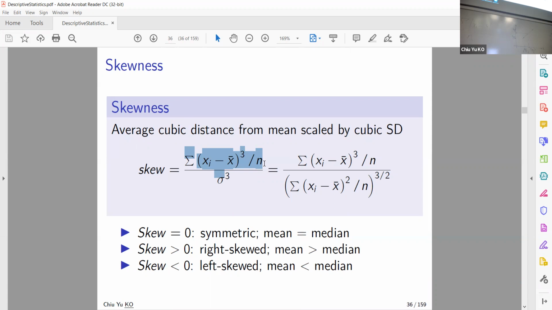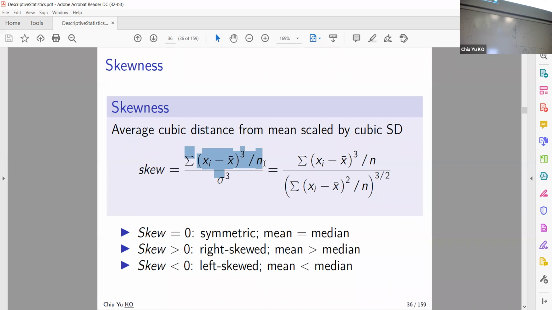Okay, so that's why you raise the power 3. And why is this the numerator? Just as variance, but not raised to the power 2, but raised to the power 3. So that's why left and right will make a lot of sense. It means that if you have an observation that is way further away from the mean, then it will expand like crazy because it's raised to the power 3.